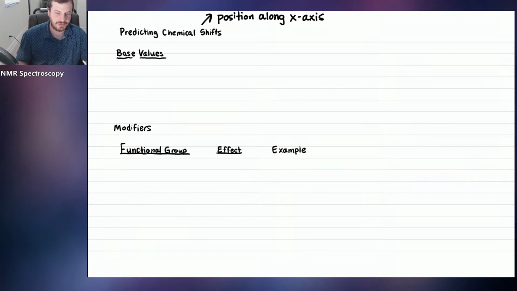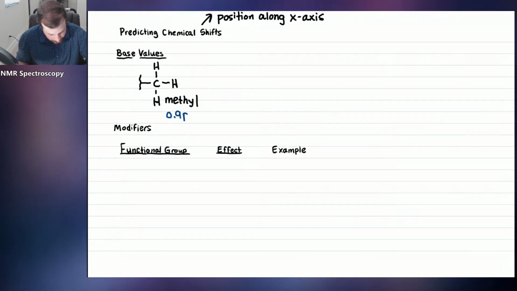There are 3 base values to know. The first is the methyl group. Methyl is referring to a carbon with 3 hydrogens on it. So CH3 is a methyl group. You guys know that. And the base value for a methyl hydrogen is 0.9 ppm. We're going to set that as our base value.